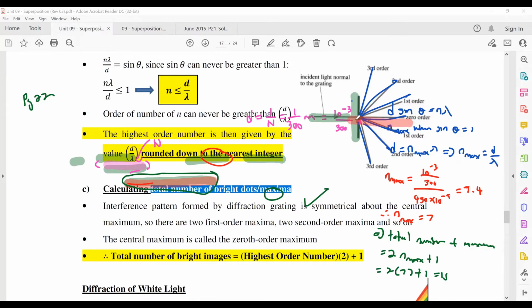And then you start your numbering after the center line. The center line itself is 0. After that, you start numbering. When you find the maximum order number, you're only finding the maximum order for one side. So if you want to take into account the other side, you have to multiply by 2. But then you also need to take into account the 0 order that wasn't taken into account. That's why you plus 1. That's why your answer is this.